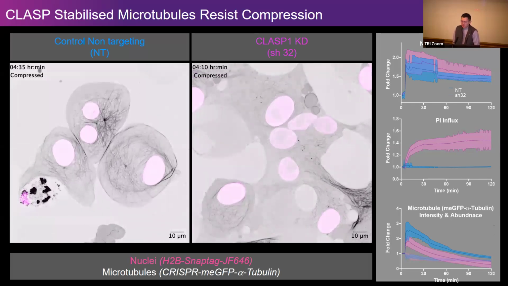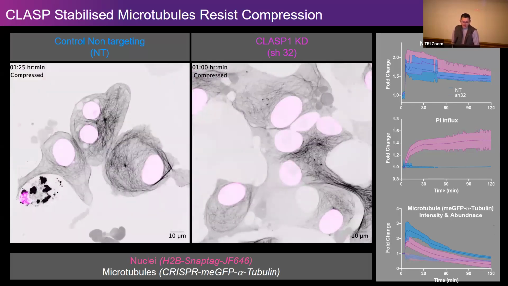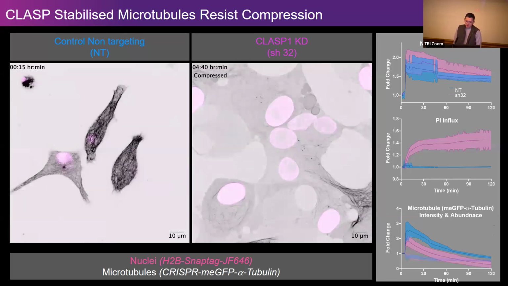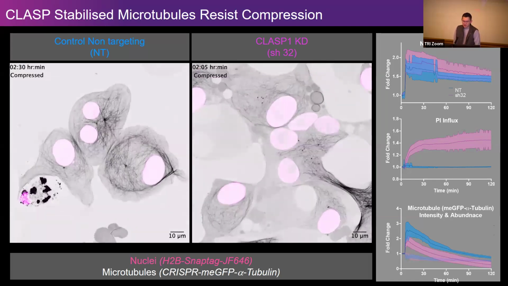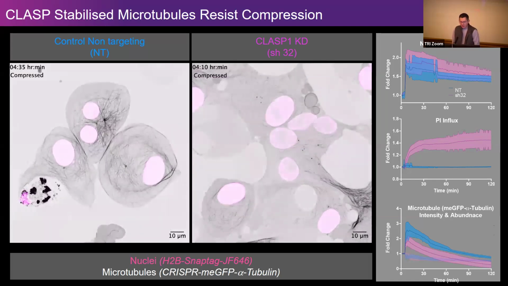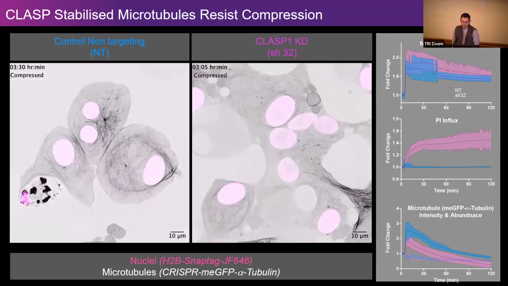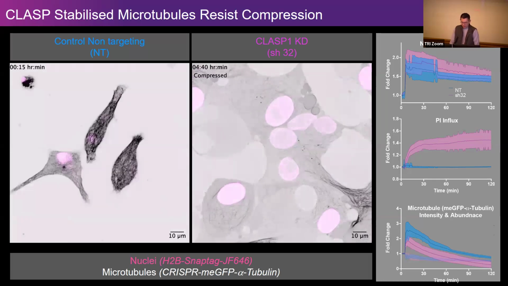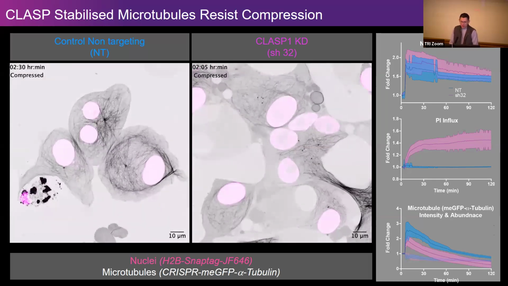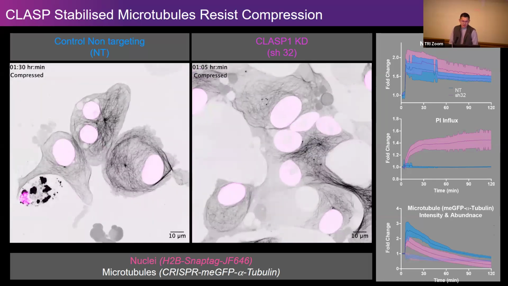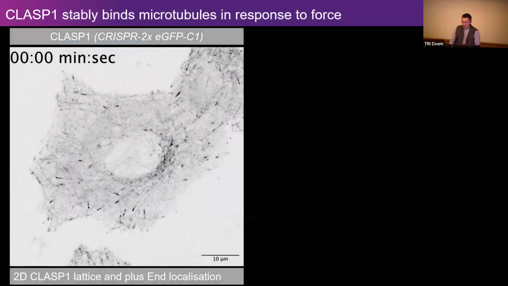So in response to compression, the microtubules basically depolymerize, and then the cells obviously die. This is sort of a direct experiment that shows if you don't have CLASP-stabilized microtubules, they're not as resilient to force, and cells suffer as a consequence of this. And we think that this plays quite an important role in how cells navigate these confined pillars that I showed before. So now what exactly is CLASP doing to evoke this function?